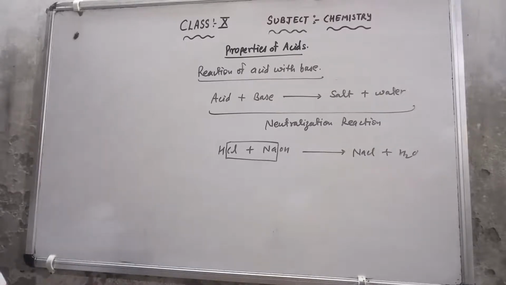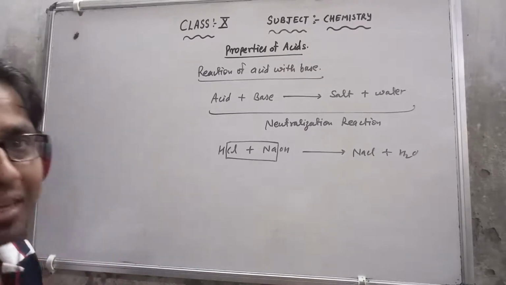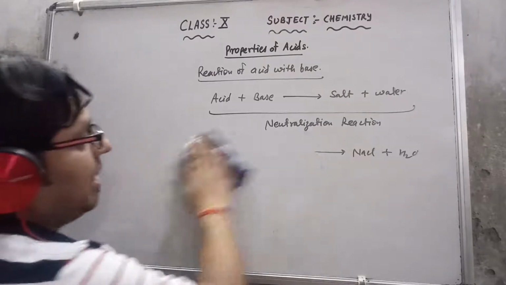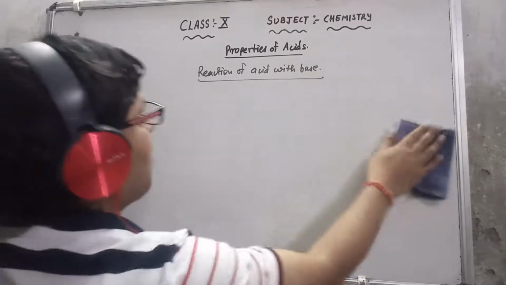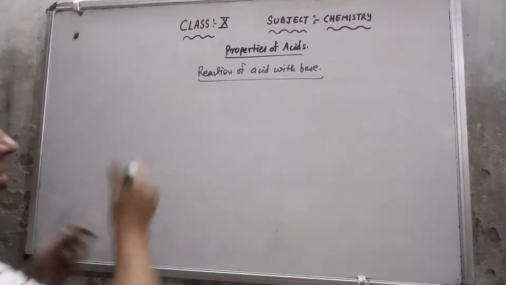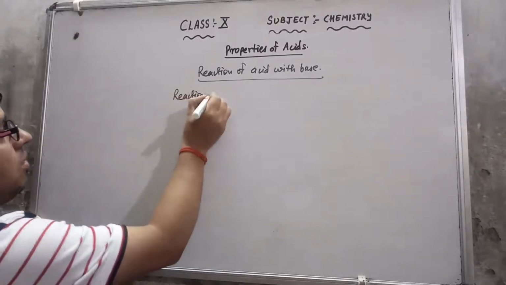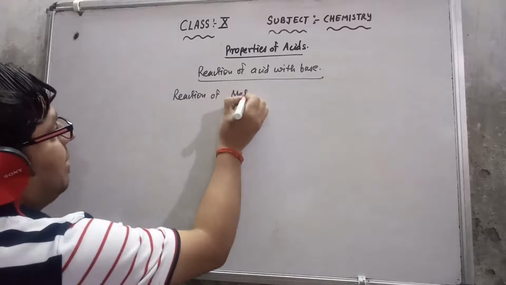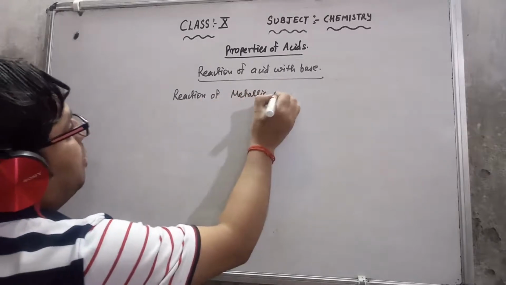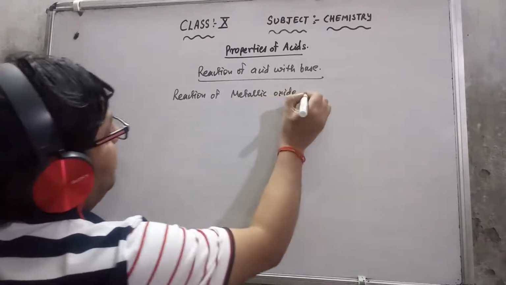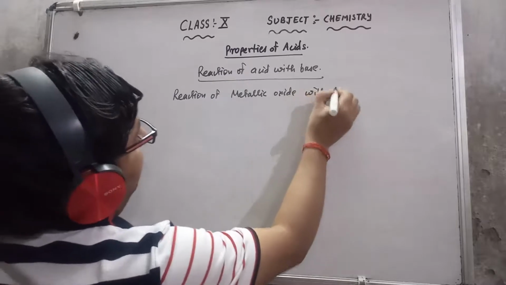Now the next is the reaction of metallic oxide with acid.